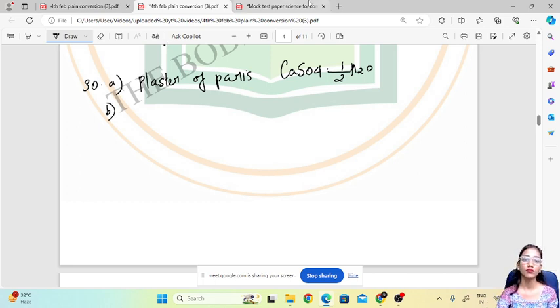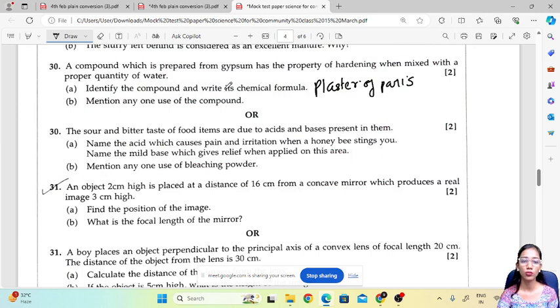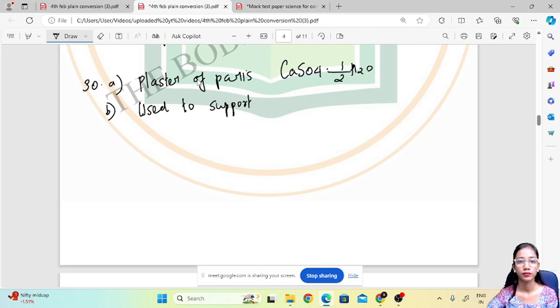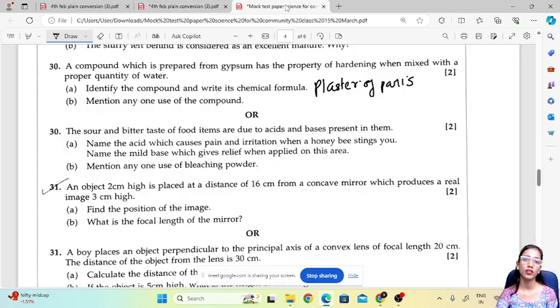Second one, mention any one use of the compound. We know that this plaster of Paris has a very common use. Even if you don't study, we all know it, so it is easier to remember. It is used to support the fractured bones.